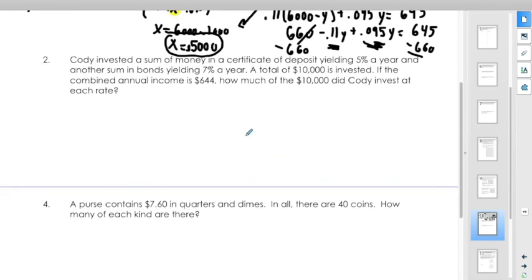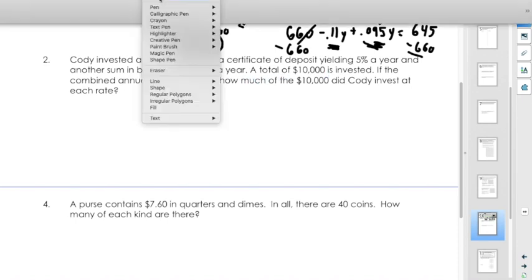Cody invested a sum of money in a certificate of deposit yielding 5% a year and another sum in bonds yielding 7% a year. A total of $10,000 is invested. If the combined annual income is $644, how much of the $10,000 did Cody invest at each rate?